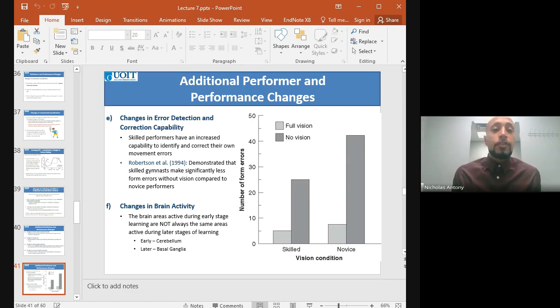In terms of changes in error detection and correction capability, as you become better and better at a motor skill, that's why home meets are always better than away meets for swimming. Oh, visual wise, okay. Yeah. Oh, because you can better pick out what in the environment helps you. That makes sense.